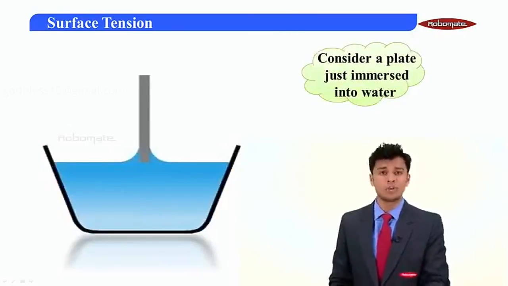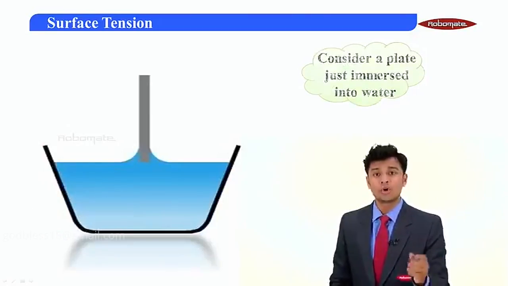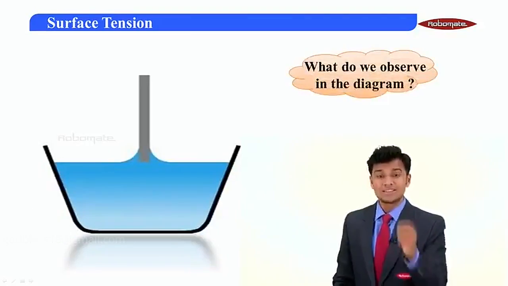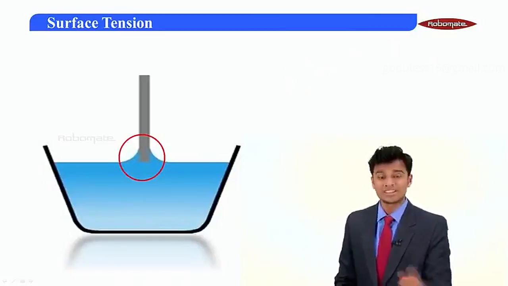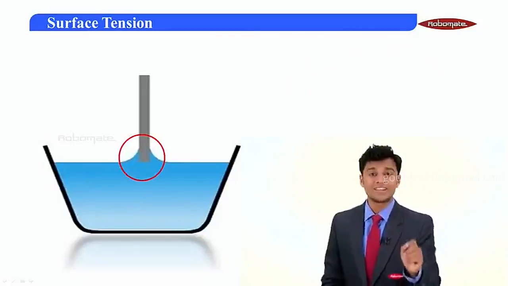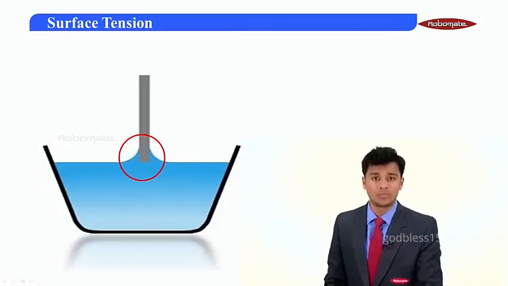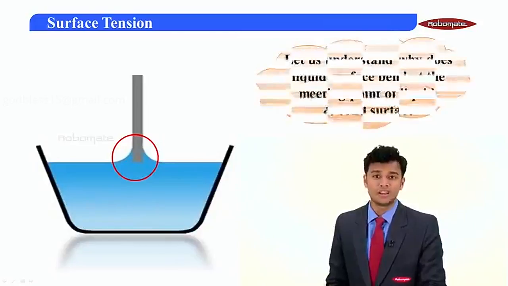Now class, if you carefully observe the glass plate which is just immersed into water, wherever it is touching the surface of the liquid, that is, if you observe the encircled part, I can see that there is a small bend formed in the liquid. This bend is called a meniscus, and in this module we are going to learn about why the meniscus gets formed in the liquid.